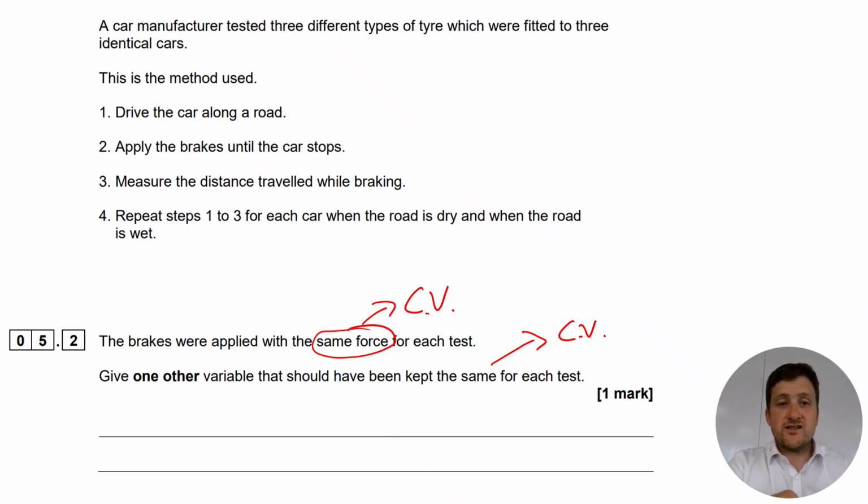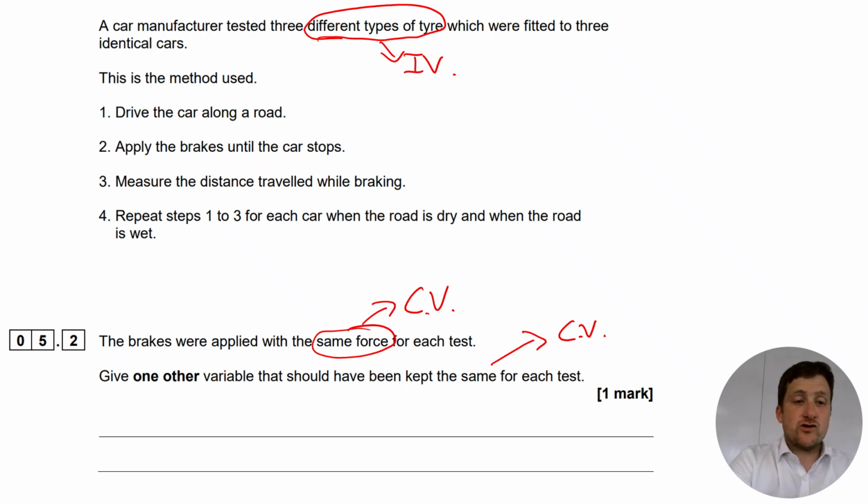Car manufacturer tested 3 different types of tire. That's our independent variable, which were fitted to 3 identical cars. They drove the car along the road, applied the brakes until the car stopped, measure the distance. That's our dependent variable. It just helps us work out. We're not going to be keeping the distance the same because that's what we're measuring. We're not going to be keeping the type of tire the same because that's what we're changing. And then it says repeat the steps for each car when the road is dry and when the road is wet. Okay? Are those things that we need to keep the same?